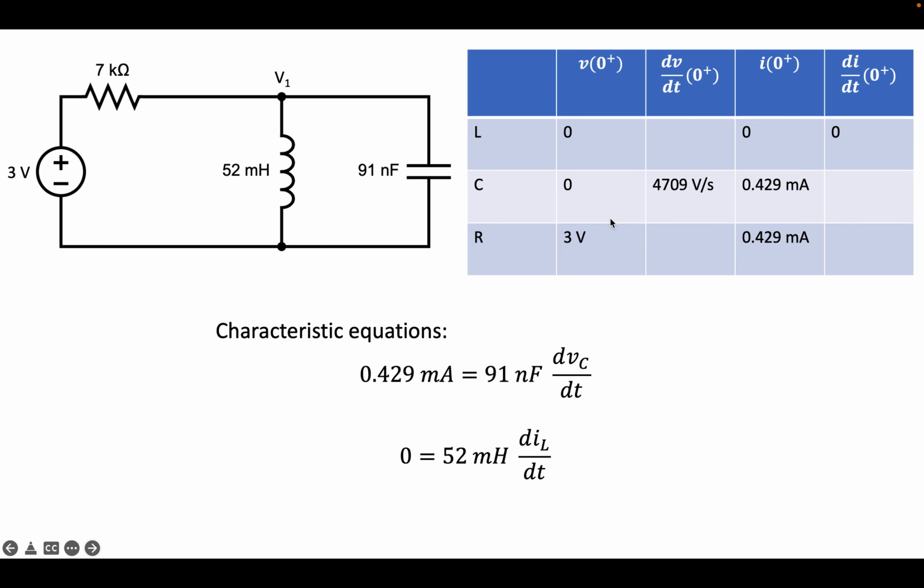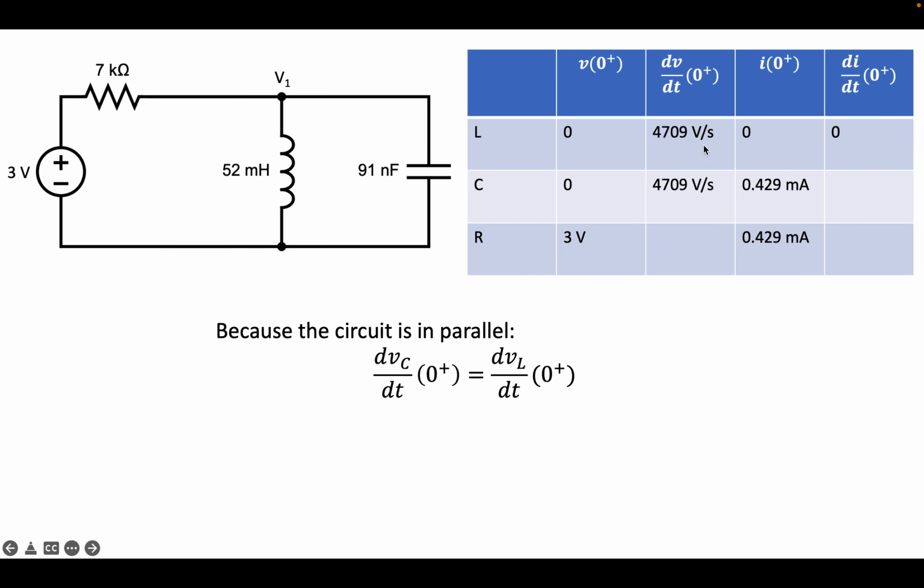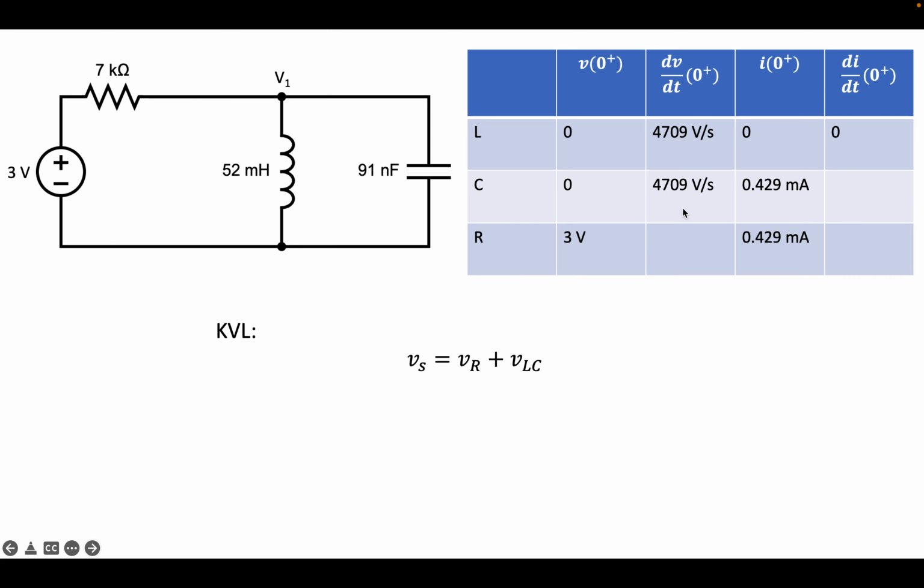What now? Remember when we said that the voltage across the capacitor is also the voltage across the inductor? That's also true of the derivatives. So we already know 2 out of 3 of these. What do you do when you know 2 out of 3? I'm going to do a KVL.